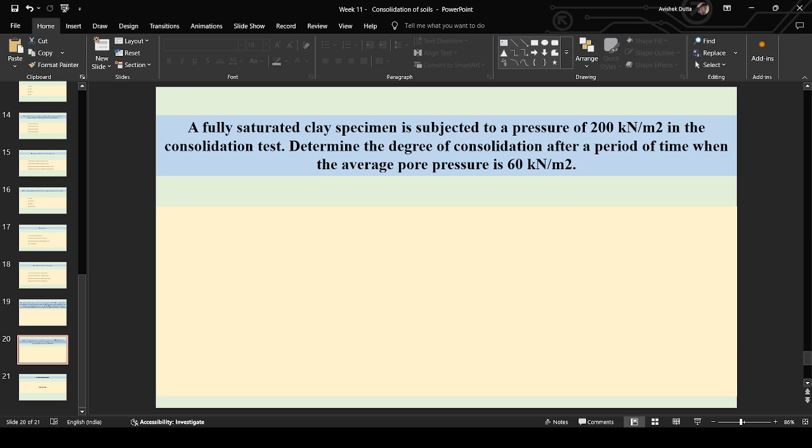So there is a fully saturated clay specimen on which the pressure exerted is 200 kilonewton per meter square in the test. Now when the average pore pressure is 60 kilonewton per meter square, you have to find out the degree of consolidation.